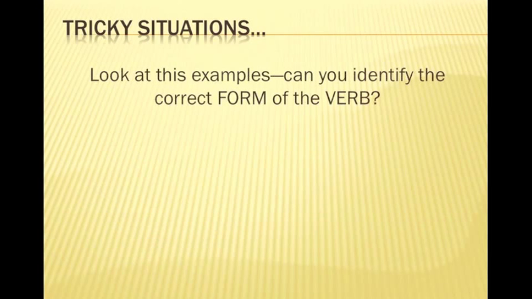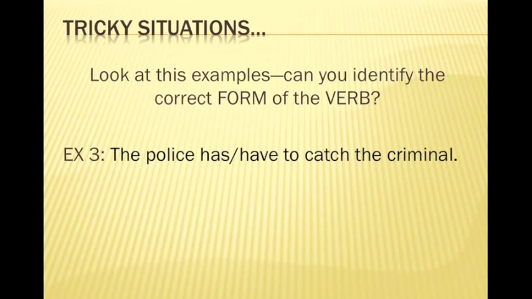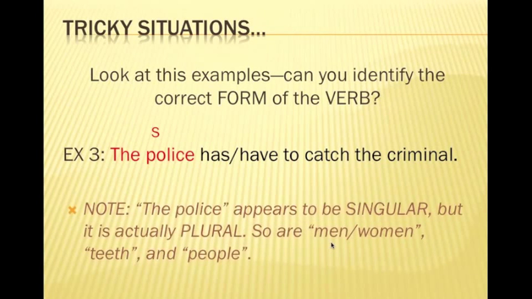All right, let's look at our final example. And this time, instead of identifying the subject, could you identify the correct form? So for example, I have the police, and then our choices are have or has, to catch the criminal. So we know police is the subject. It's the only other noun we notice at the beginning of the sentence. So even though the word police appears to be singular, again, notice there's no S on the end of it, it actually is what we consider to be a plural idea.